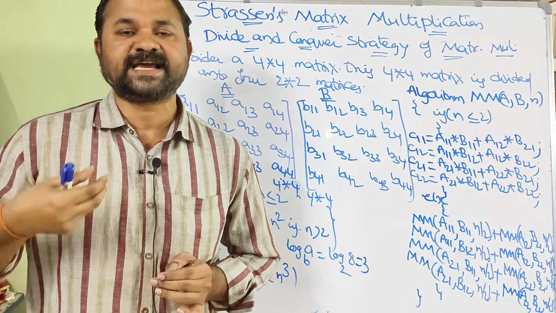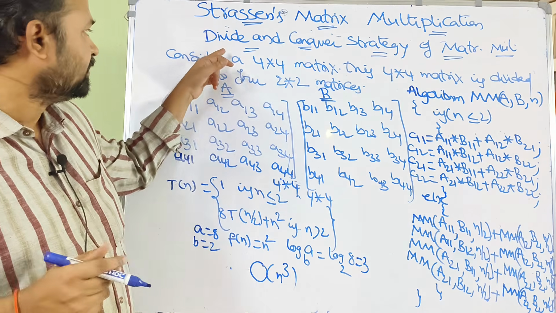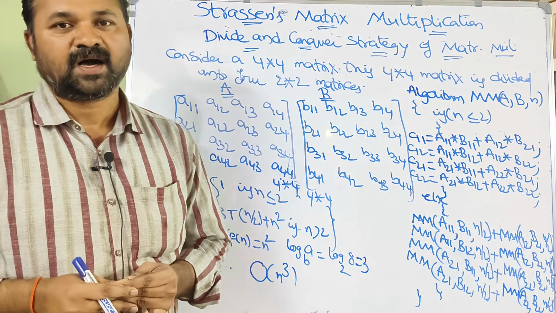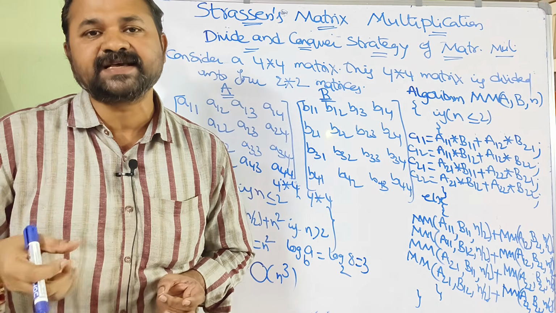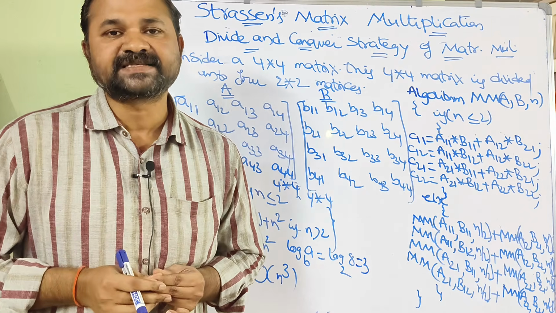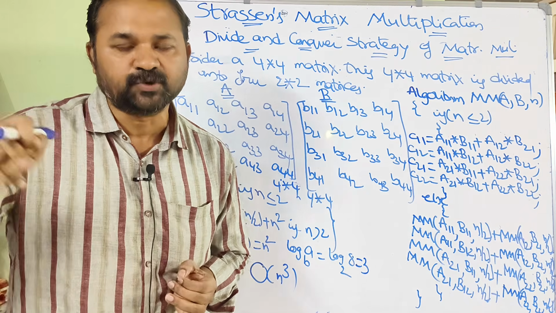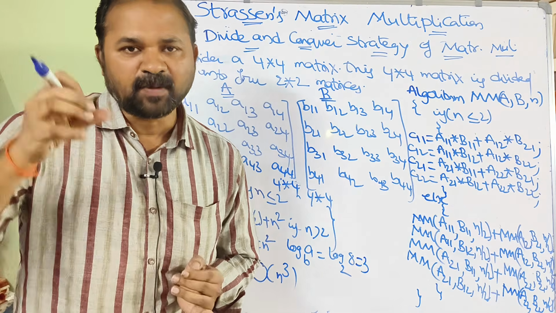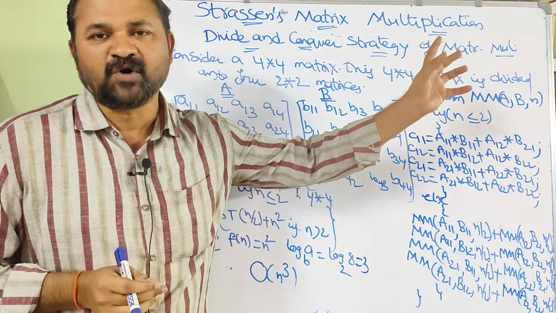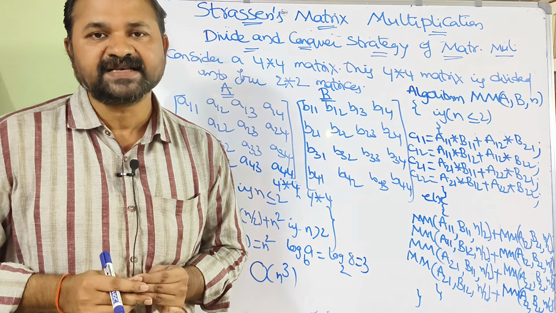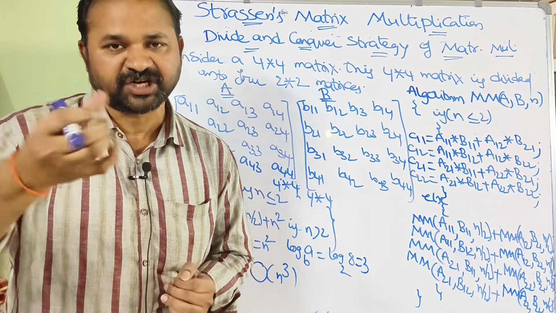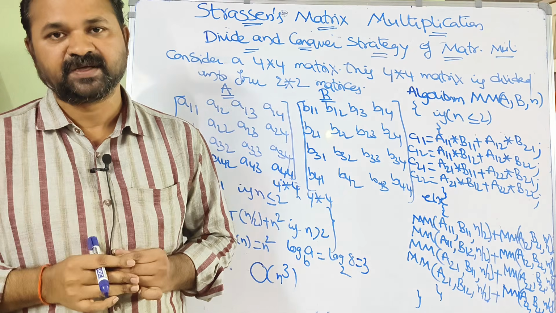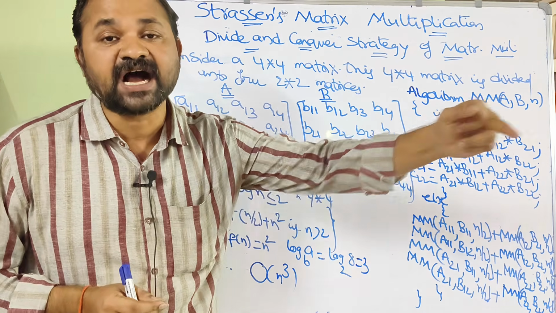Now let us see the second way of matrix multiplication, that is the divide and conquer strategy of matrix multiplication. If the problem size is smaller, that means if the order of the matrix is 2 by 2, then we can say that the problem size is smaller. If the problem size is smaller, then there is no need of divide and conquer technique. Whereas if the problem size is larger, that means if we have more than 2 by 2 dimension, then we have to go for divide and conquer strategy.